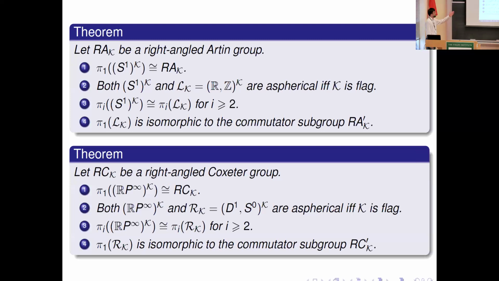The second theorem is about the right-angled Coxeter group. The fundamental group of RP^∞ K is isomorphic to RC_K. Both spaces, where R_K is the real moment-angle complex, this polyhedral product (D^1, S^0)^K, are aspherical if and only if K is flag. All higher homotopy groups are isomorphic, and the fundamental group of R_K is isomorphic to the commutator subgroup of the right-angled Coxeter group.